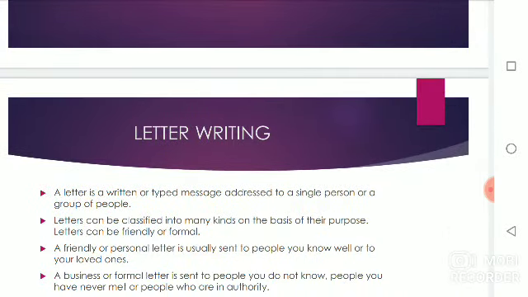A letter is a written or typed message addressed to a single person or a group of people. Suppose I want to tell something or I want something to be done. Suppose I want to raise a complaint against the government or against any situation happening around me, then I must write it in a letter and send it to the concerned department. This is the official way of writing a letter, and the simple definition of a letter is that it is a typed message.